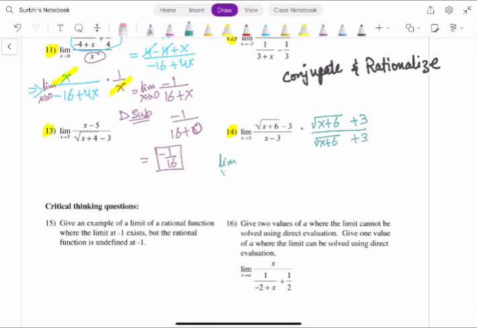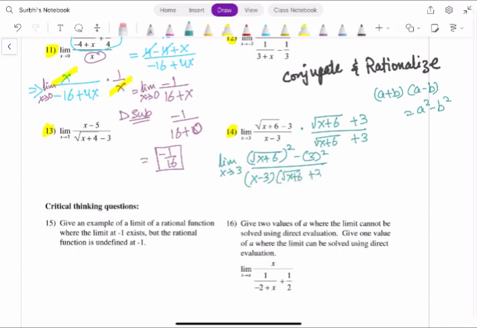If you solve it, and yes, don't forget to write the limit notation, the numerator will be radical x plus 6 squared minus 3 squared, because it is the same property of a plus b times a minus b, which is nothing but a squared minus b squared. So you need to have your properties quite handy with you, right? So x minus 3 in the denominator times everything, which is radical x plus 6 plus 3.